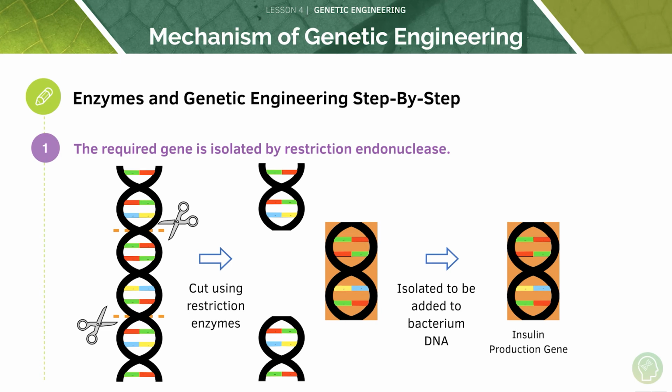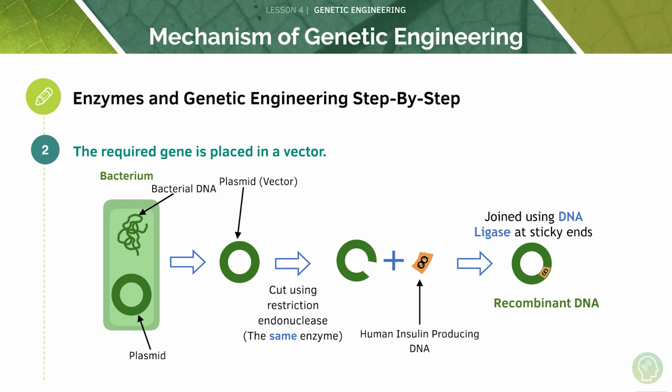This allows us to cut the genome of the human cell and remove our insulin gene. So we're using an insulin example again, but remember this could be any advantageous gene that we want to cut out of the human genome. This insulin production gene is then isolated to then be added to bacterium DNA.